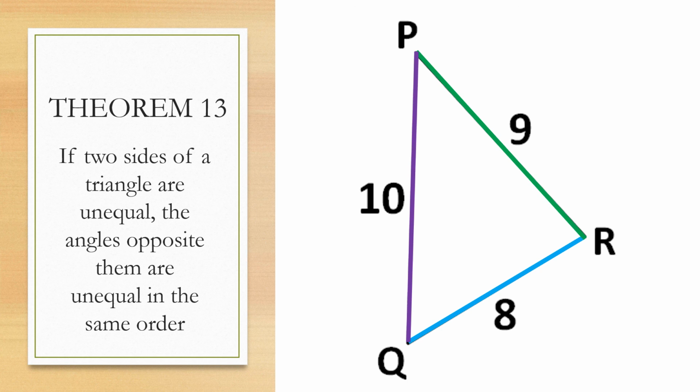Now, here comes the theorem. If two sides of a triangle are unequal, the angles opposite them are unequal in the same order. What this really means is that if we're talking about our side that measures 8 and our side that measures 9, because QR is a measure of 8, which is smaller than 9, then angle P is going to be smaller than angle Q. Now that wasn't so bad, was it?